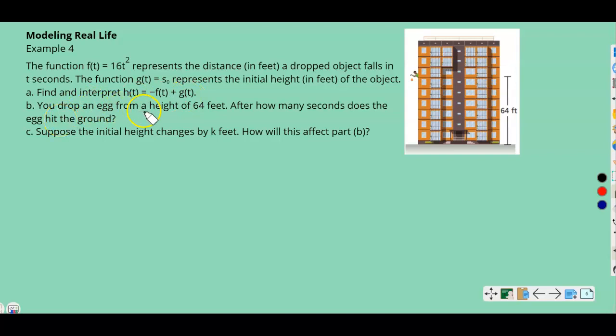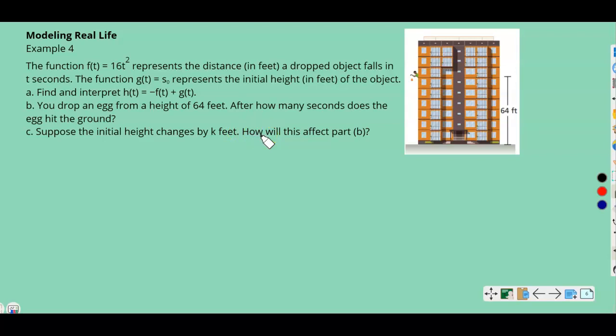Part B says you drop an egg from a height of 64 feet. After how many seconds does the egg hit the ground? So you can see here's the building, 64 feet. Here's the person dropping the object here, or dropping the egg. Then part C says suppose the initial height changes by k feet. How will this affect part B?